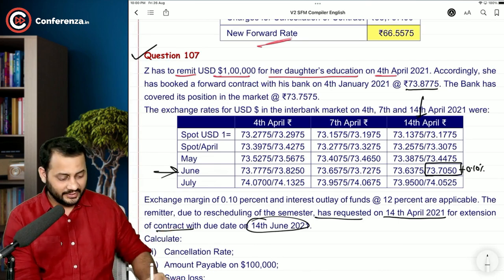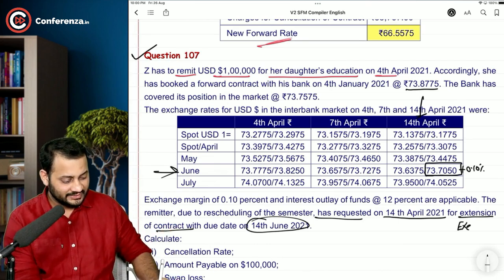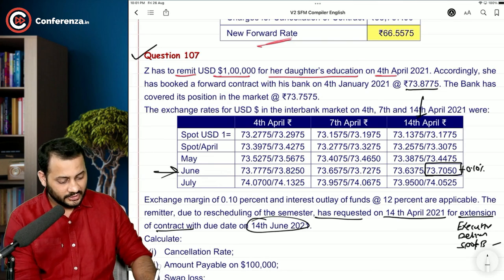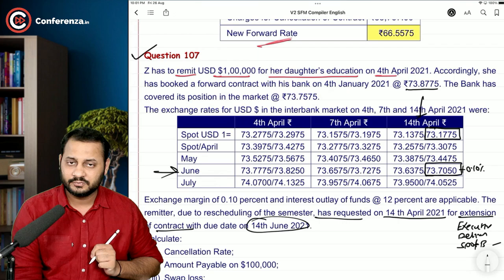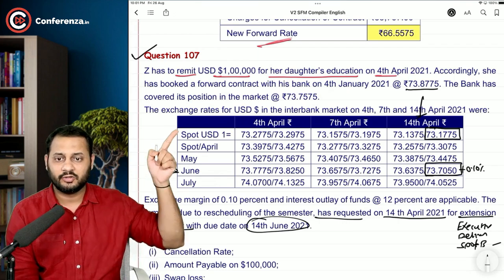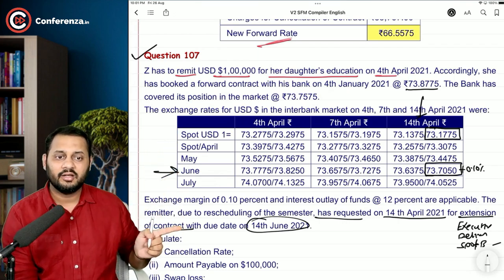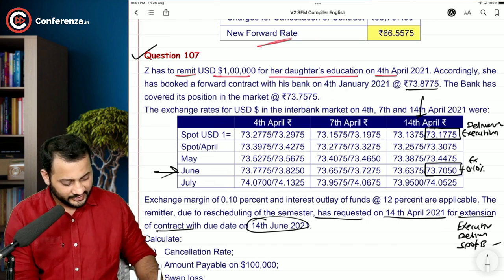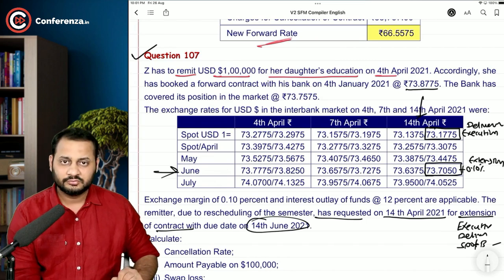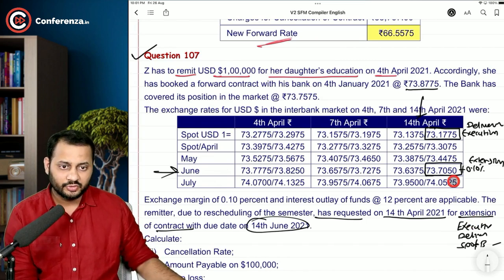Acha, apart from the extension, if the question would have been execution, that means delivery, that means you are ready to buy at spot rate, then this rate would have been applicable. We would have sold it at the spot ask quote of 14th April. But only in case of execution, or if you want the delivery immediately. And this is in case of extension. So only that rate will be used by us.